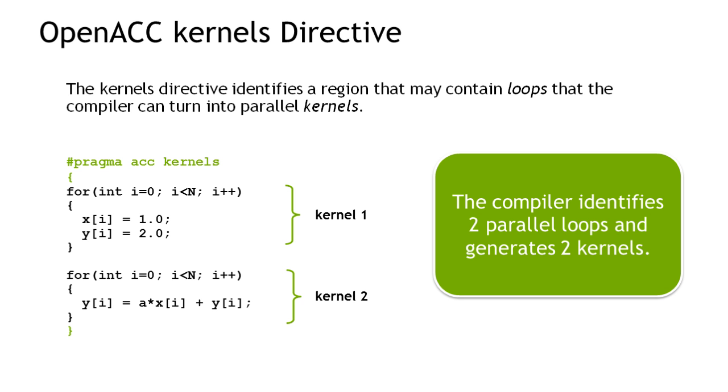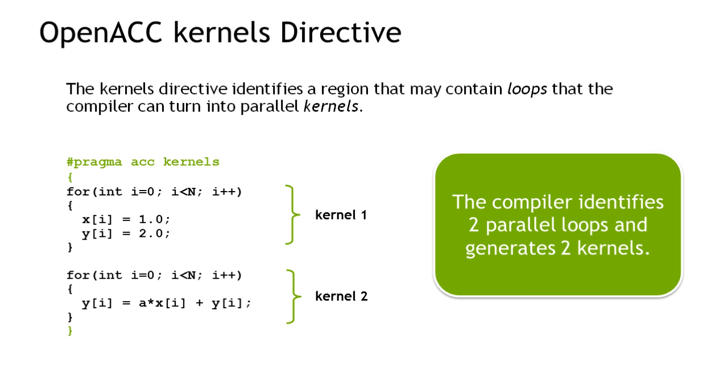And I'll go into more detail about kernels in a future lecture. But basically what I'm saying is a kernel is something that can run in parallel on a GPU, and I want the compiler to look in here and find where it can generate parallel work on the GPU. So here I have two sets of loops, and each of those will be generated into a parallel kernel.